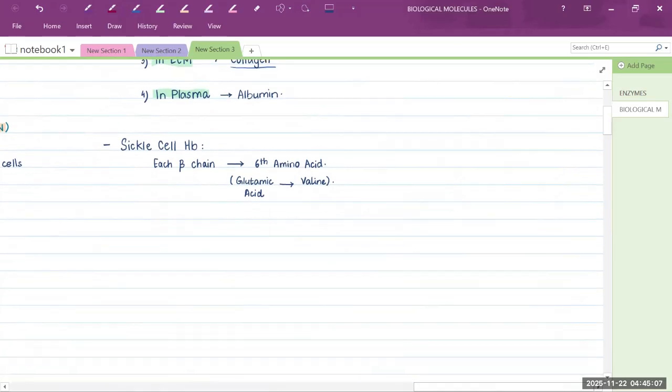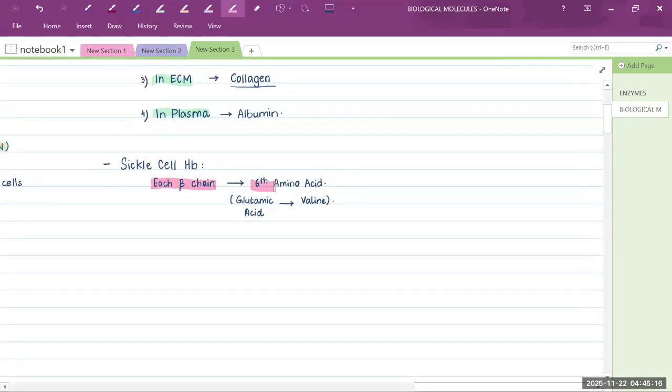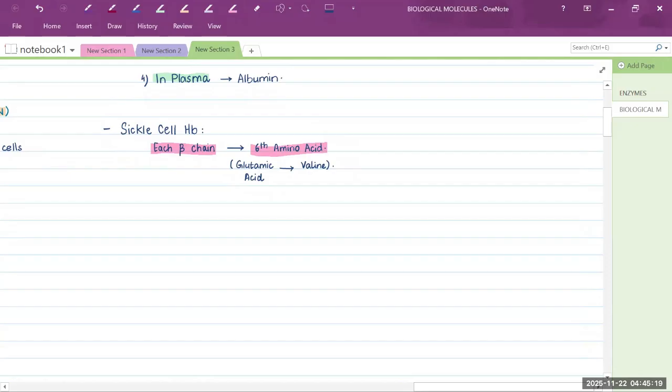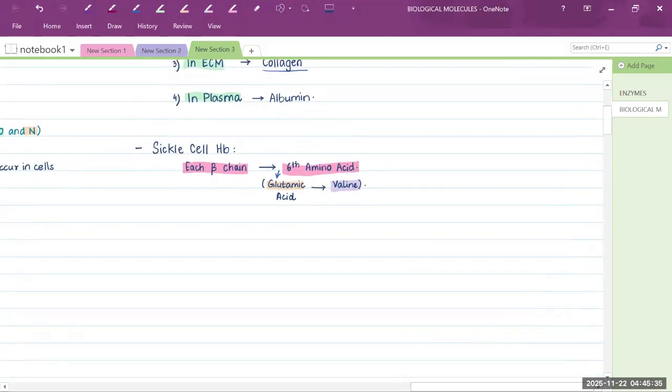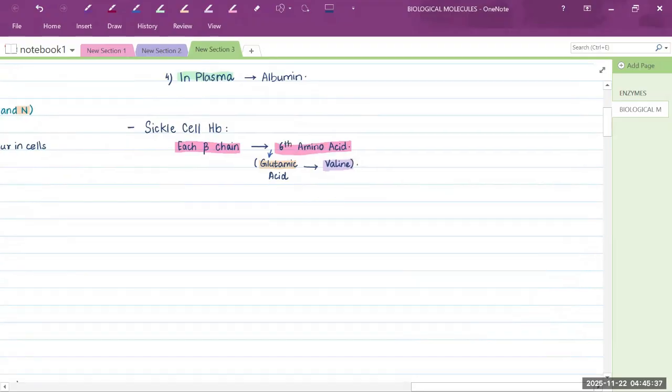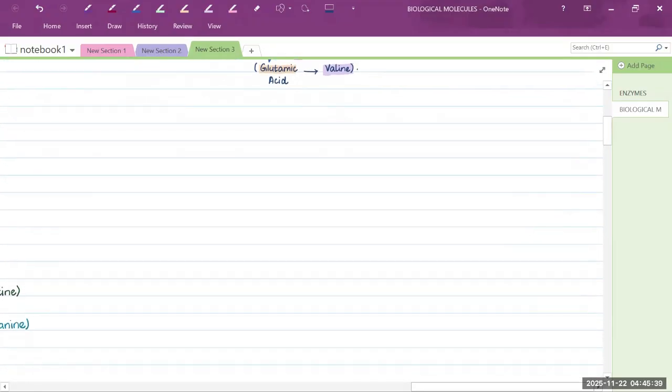Okay, moving on to sickle cell hemoglobin. In sickle cell hemoglobin, the problem is that the sixth amino acid in each beta chain is replaced. And how is it replaced? The sixth amino acid is glutamic acid, but it is replaced by valine. That's why we have sickle cell disease, and our RBCs become sickle shaped.